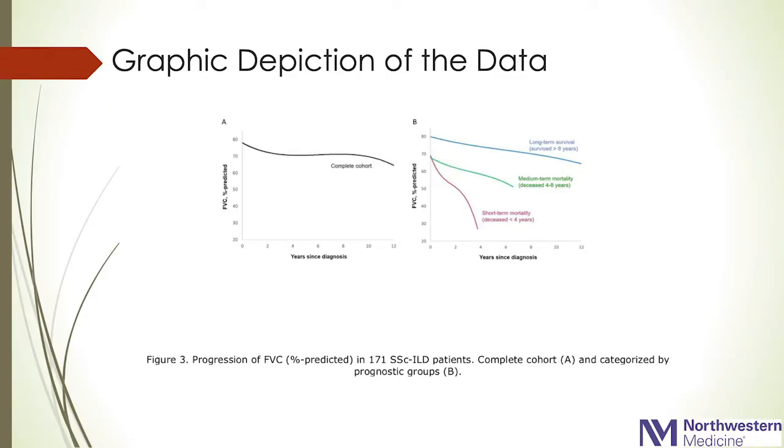Here's just a graphic depiction of the same data, so really sort of pointing out that there are different groups, different phenotypes, as we'll say, of lung disease, some who have chronic progression and some who die rather quickly of the disease because it's rapidly progressive.